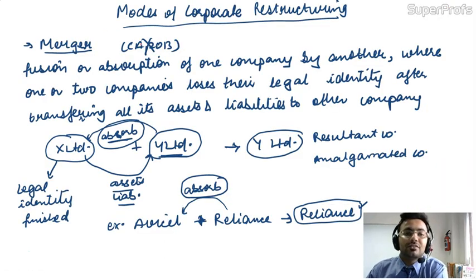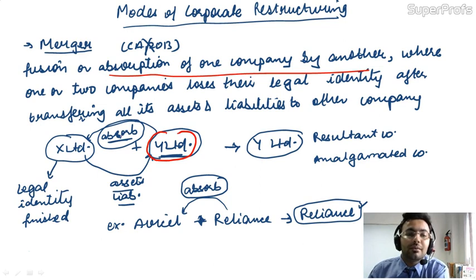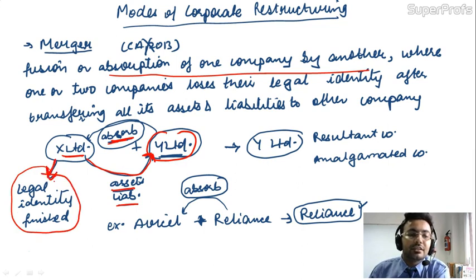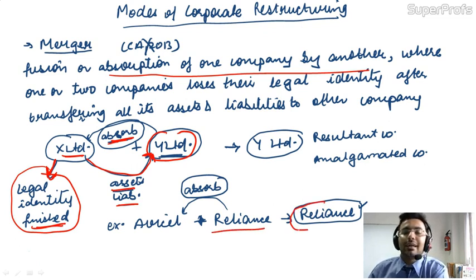So, modes of corporate restructuring. Merger is the absorption of one company by another. Now what is Y Limited doing over here? Y Limited is absorbing X Limited, and all the assets and all the liabilities of X Limited will be transferred to Y Limited, and the legal identity of X Limited will be finished. It will not have any legal identity. The same thing happened with Reliance and Aircel. Now Reliance is there, but Aircel has been absorbed.